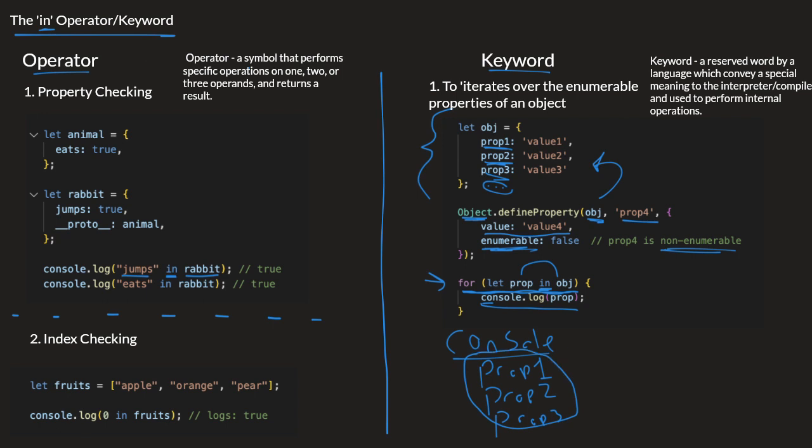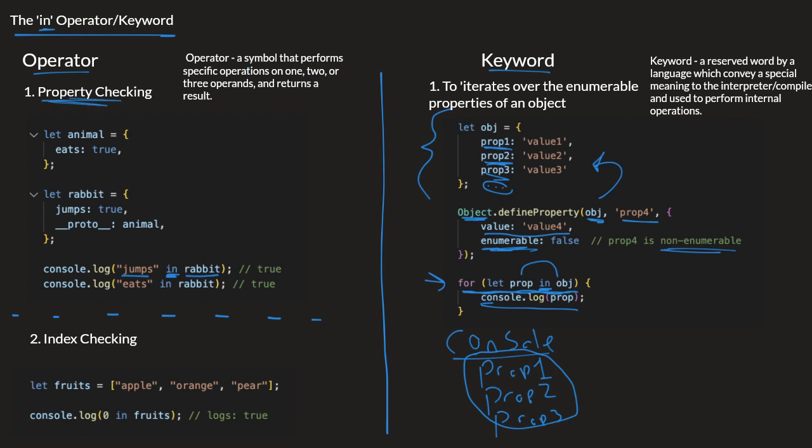So that is the implementation of the in keyword in JavaScript. And now let's go back over to how it's used as an operator. There are two ways that it is used. The first use case of in as an operator is to check if a property is in an object.